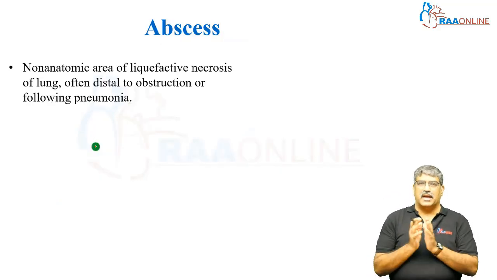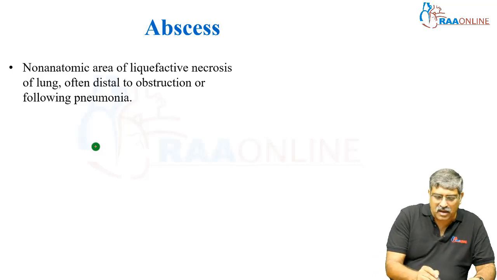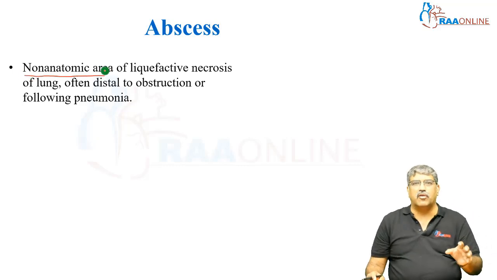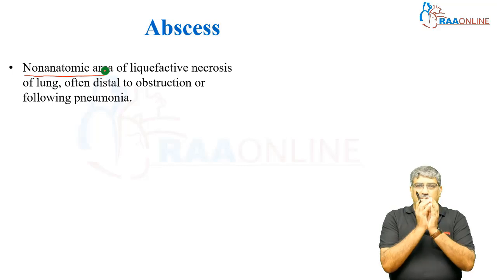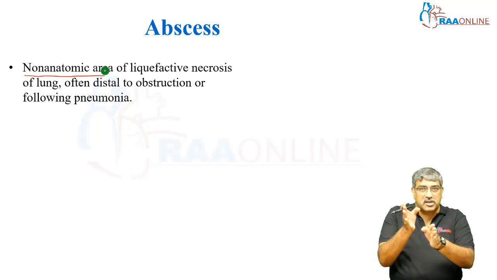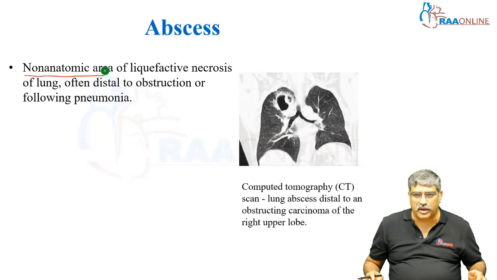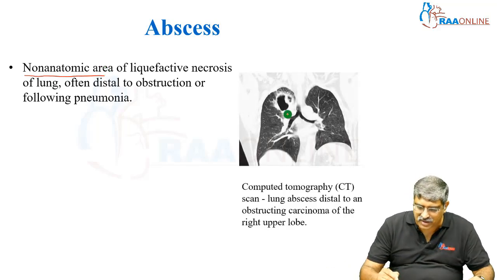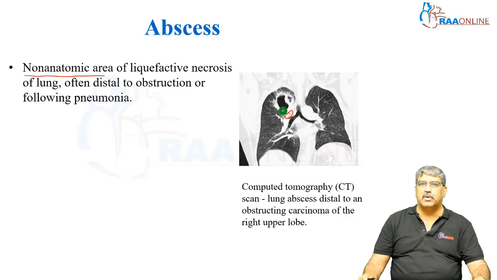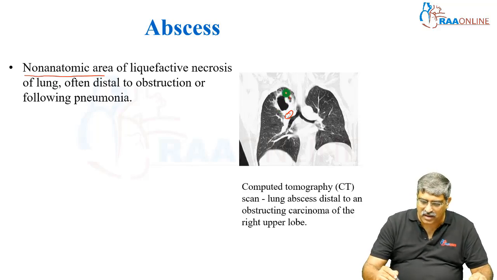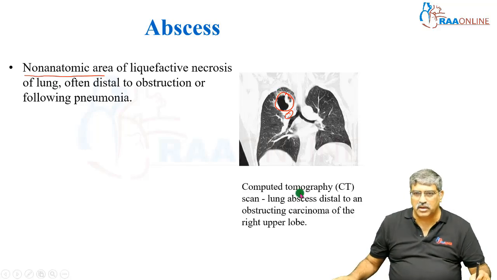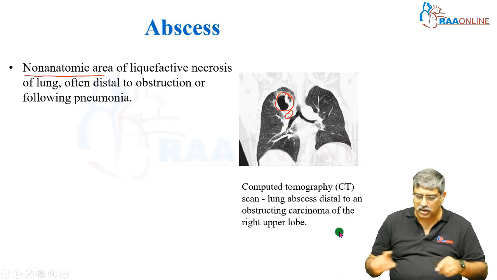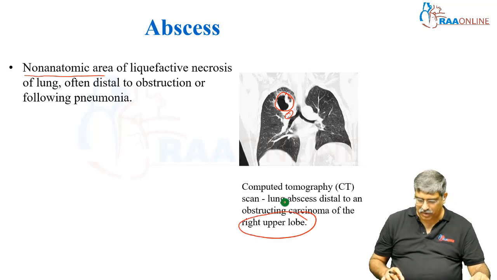Now, coming to abscess. What is an abscess? It is a non-anatomic area of liquefactive necrosis of the lung distal to obstruction or following pneumonia. There is liquefactive necrosis of the lung parenchyma distal to obstruction or following pneumonia. Here you can see the obstruction in the right upper lobe bronchus, and there is an abscess at the right upper lobe. Here this obstruction was caused by carcinoma of the right upper lobe.